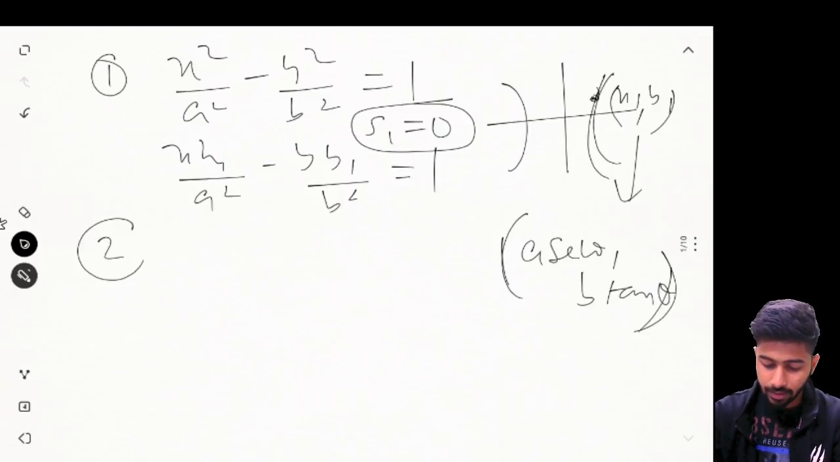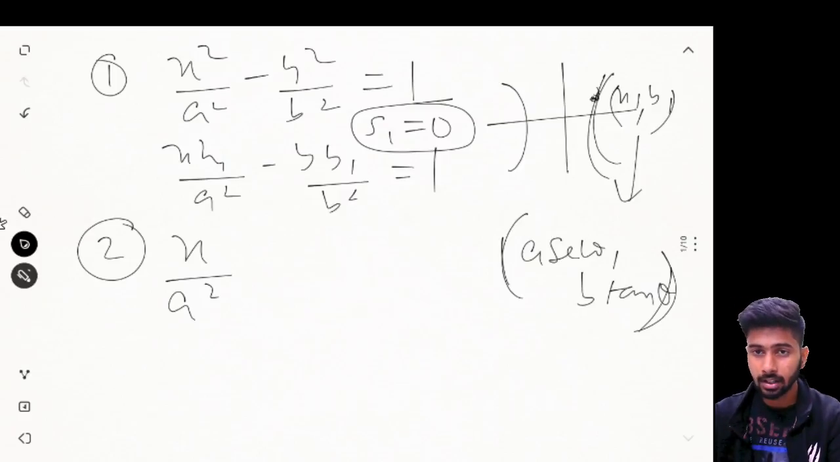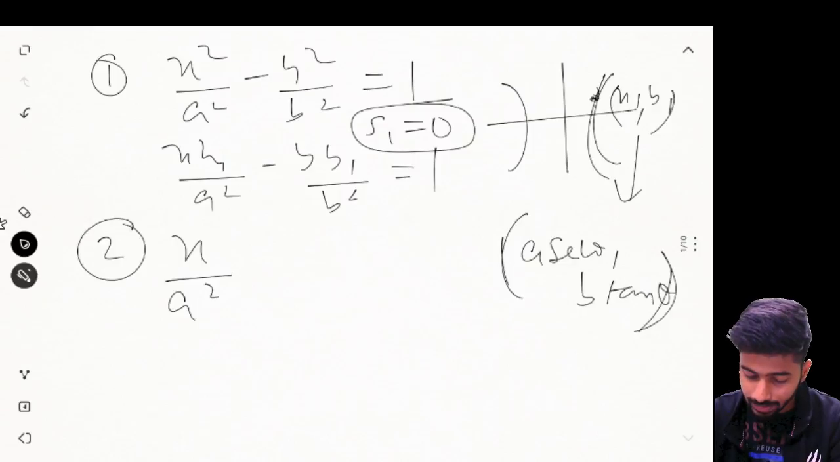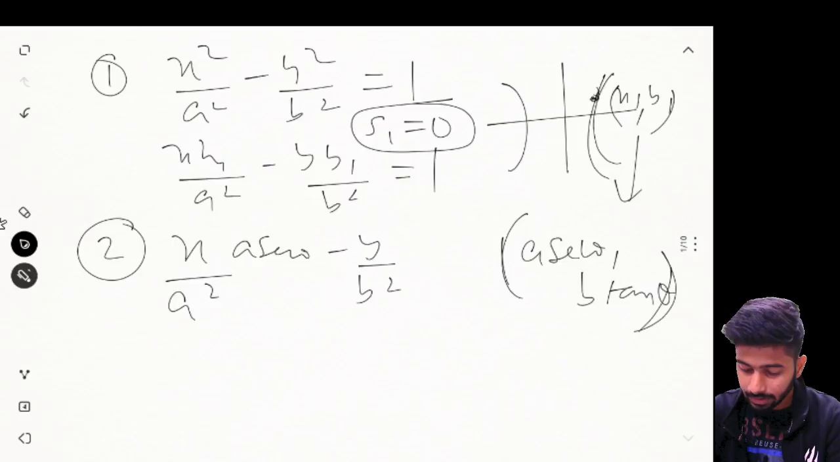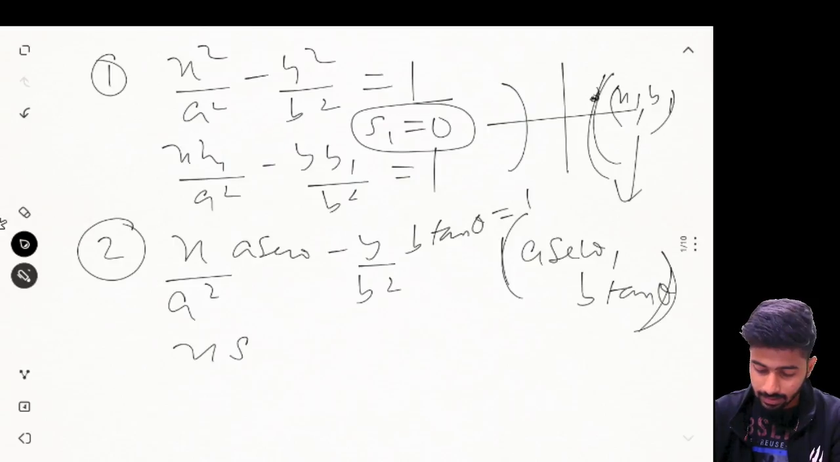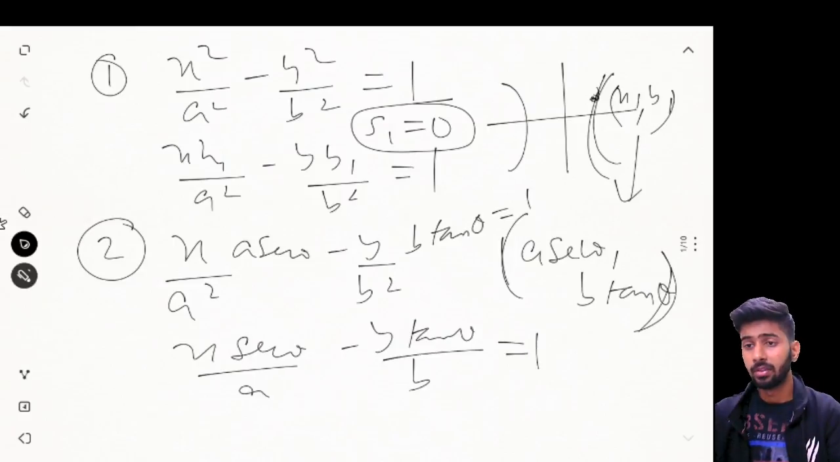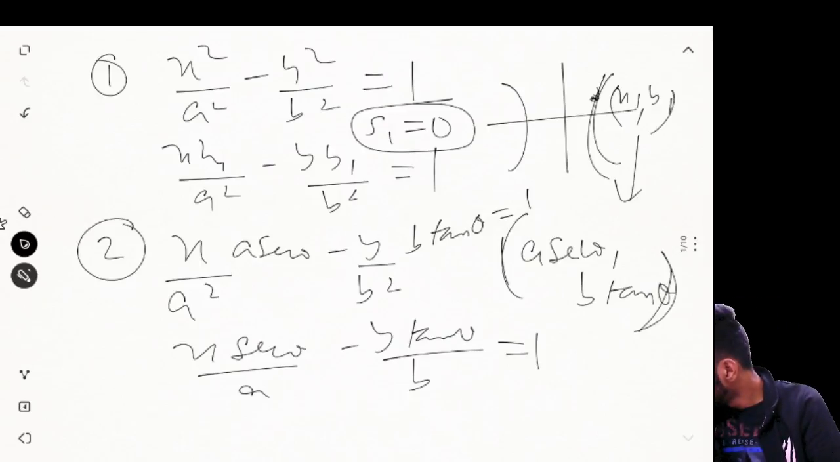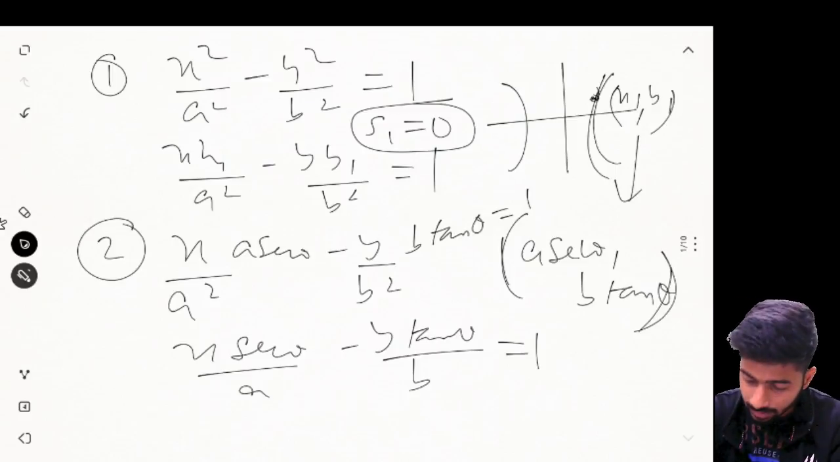The second one is not at all different. If I want to write the equation of the tangent in terms of theta, if my point is given in terms of theta, then x1 I can replace with a secant theta and y1 I can replace with b tan theta, and this will be equal to 1, right? So what I have is x secant theta by a minus y tan theta by b is equal to 1. This is the second form for the tangent to the same hyperbola. Let's move on to discussing the third type.